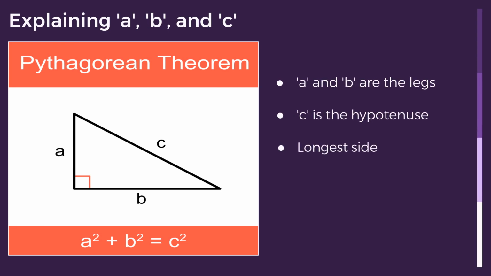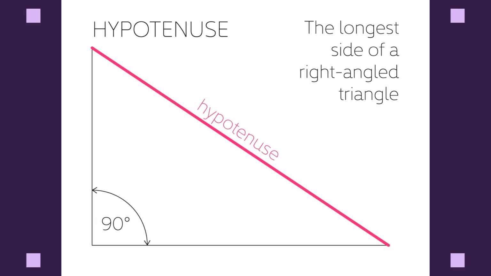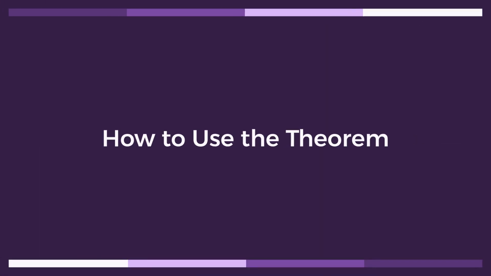In a right-angled triangle, A and B represent the lengths of the two shorter sides, often called legs, and C represents the length of the longest side, known as the hypotenuse. The hypotenuse is always opposite the right angle, and it's the side you'll find by adding the squares of the other two sides. Now that we understand the formula, let's look at how to apply it.